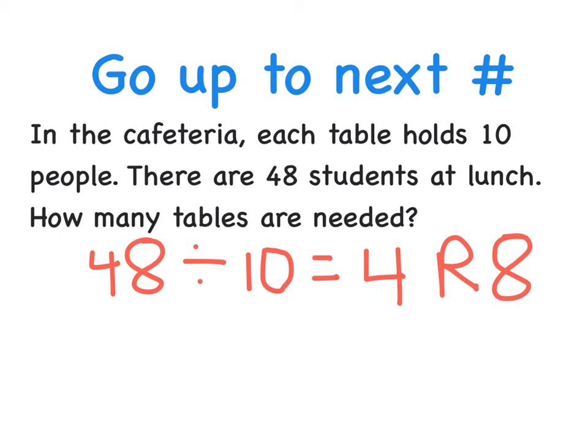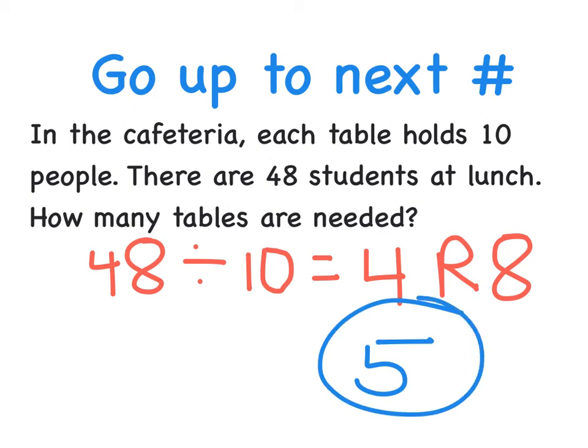If I crossed out the remainder and just left it at 4 tables, there would only be spots for 40 kids. So the other 8 kids would not have a space to sit at lunch. So that means that I need to go up to the next number and get 5 tables. That would be room for 50 kids. We only have 48 kids, so there will be 2 spots that are empty, but that's okay. We have to have enough to accommodate all the kids. So we would need 5 tables. So in this instance, I had to take 4 remainder 8 and go up to the next highest number, 5.